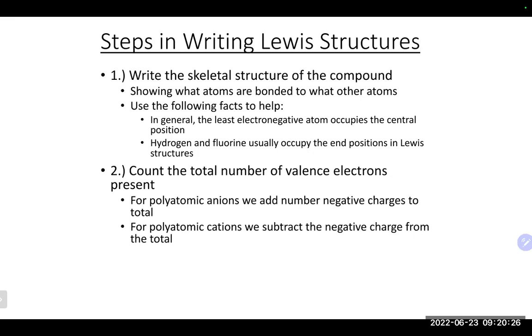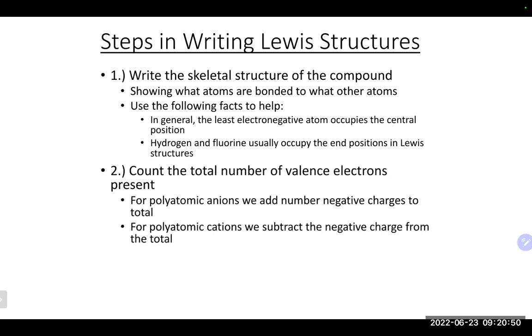If something is a negatively charged ion, it means it has gained electrons, so you need to add that to your total. So if something has a -2 charge, you need to add 2 more electrons to your total so you have the right amount. If something has a positive charge, it means it has lost electrons, so you need to subtract that from your total. So if you have something with a +2 charge, you would subtract off 2 electrons when you do that.